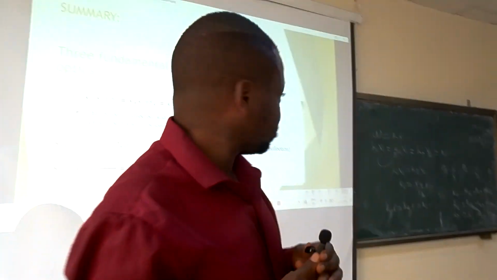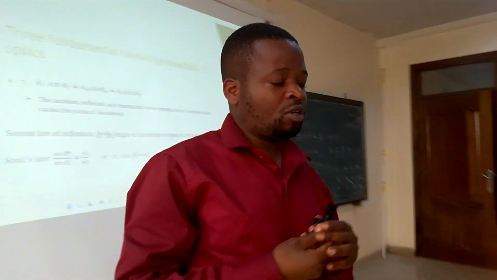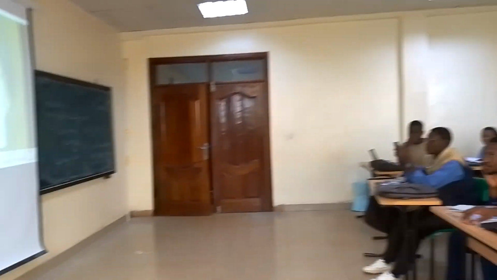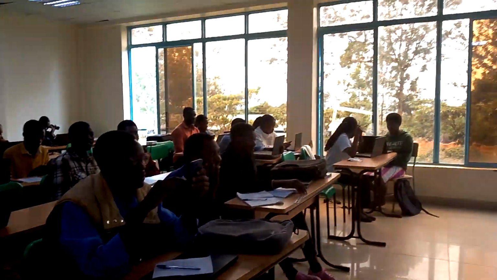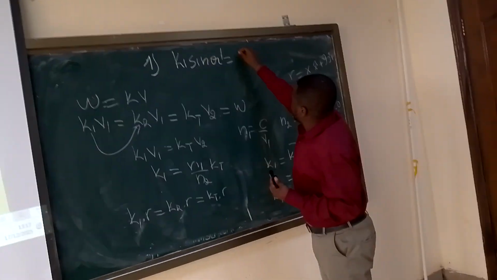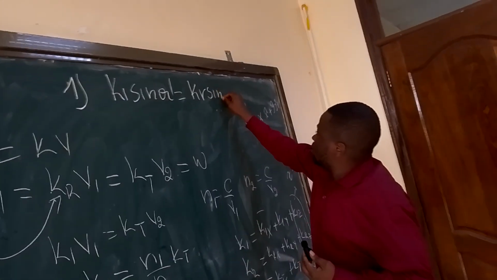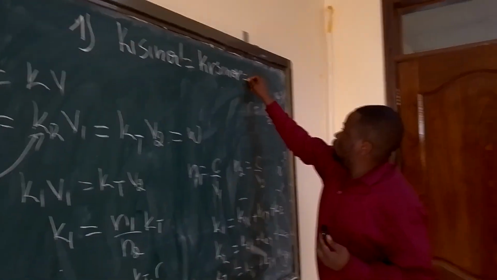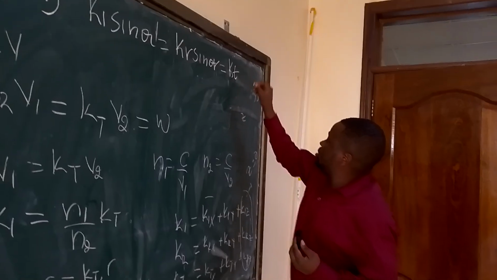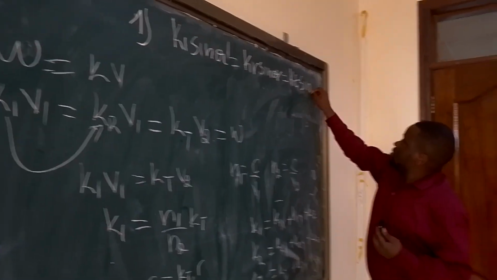We have studied the fundamental laws of geometric optics. We are going to look at them. We have three fundamental laws. The first one is wave incident number times sin theta incident is equal to wave reflected number times sin theta reflected, is equal to wave transmitted number times sin theta transmitted.